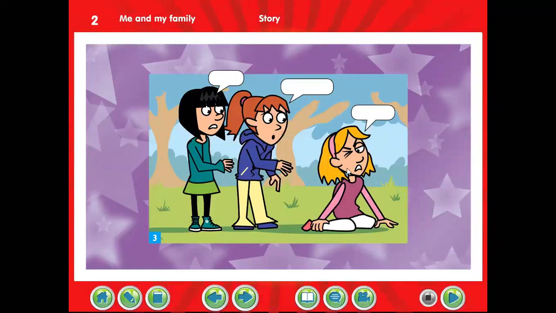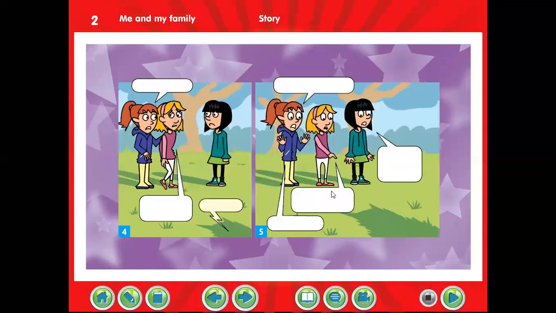Fabricio Guerra, look at this picture, picture three. What is the problem with Kate? Her stomach, her head, her eyes. Ankle? Her ankle, good. Her ankle is the problem, yes? She had a problem with her ankle. Thank you, good. Now, in picture four and picture five.